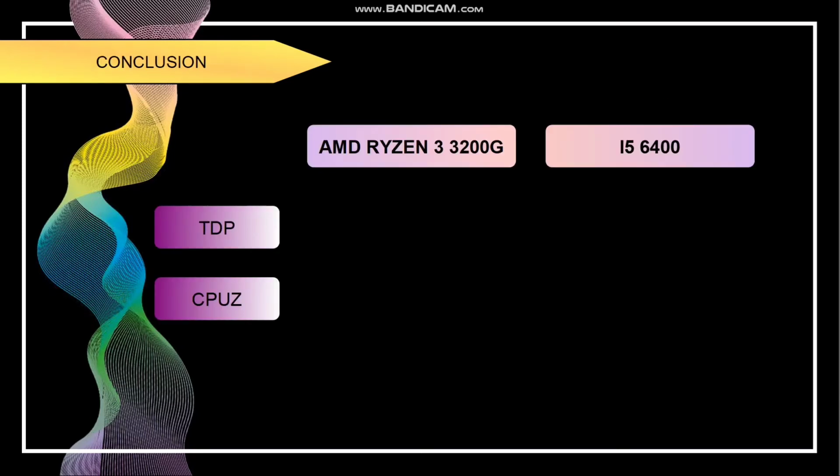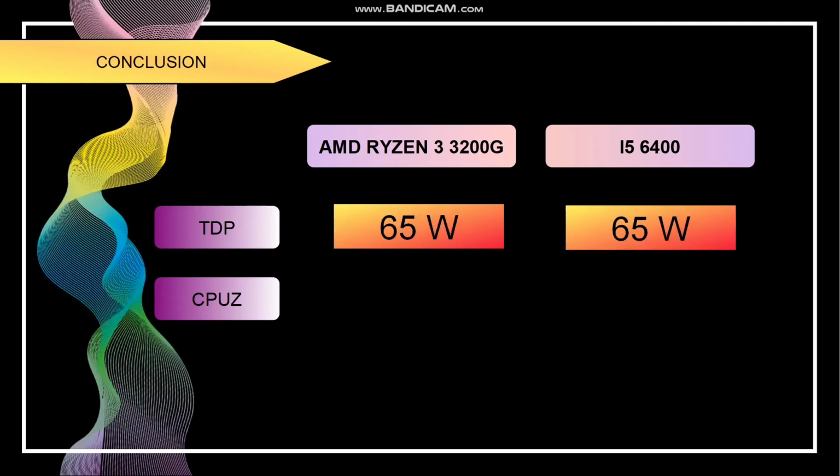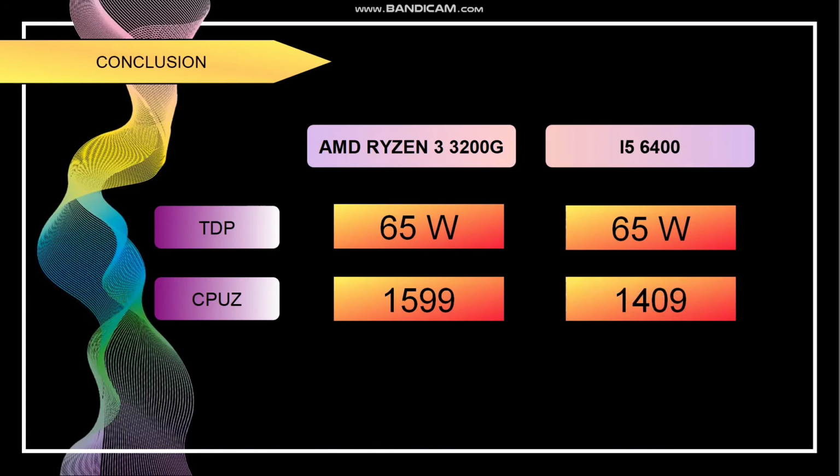And now for the conclusion. The AMD Ryzen 3 3200G and i5 6400 have the same thermal design power of 65 watts, while their multi-thread scores are 1599 and 1409. When we divide the multi-thread scores by their TDP values, we can determine which processor is more energy efficient, and that is the AMD Ryzen 3 3200G.